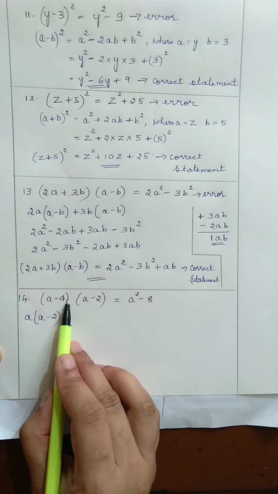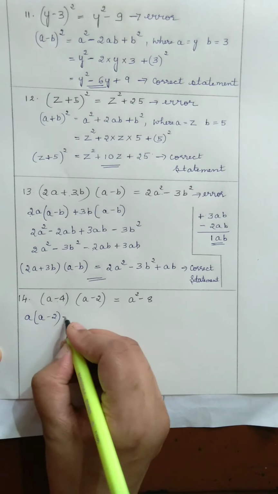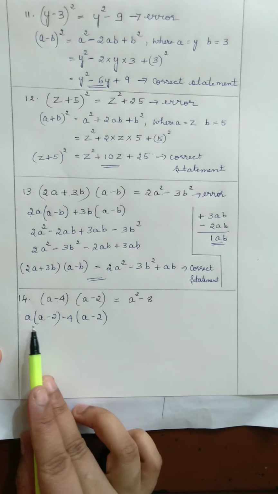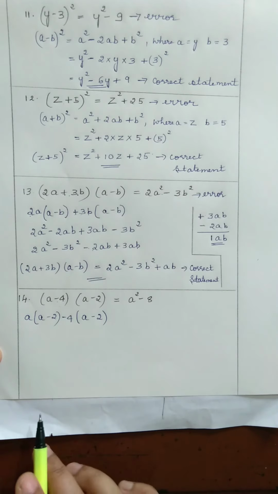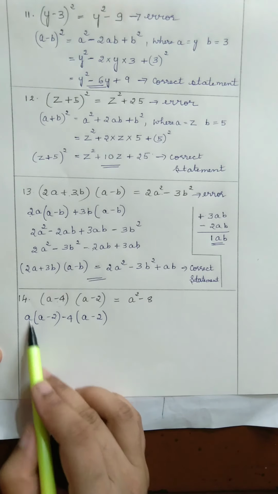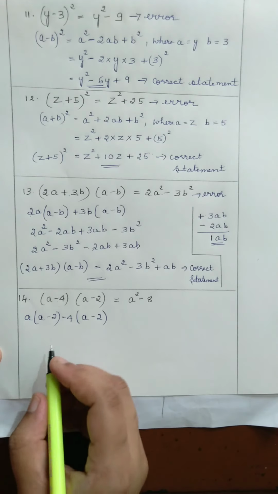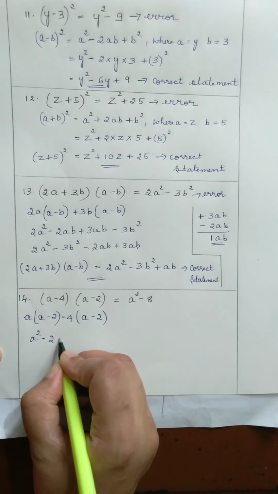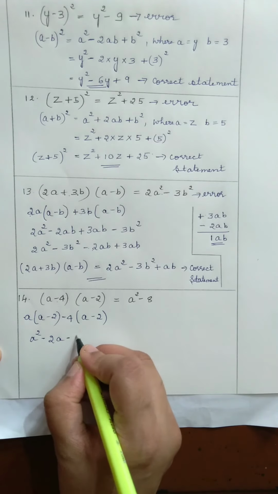Then, from the first expression, take the second term, which is minus 4. So, take minus 4, multiply it to the second expression, a minus 2. Therefore, a into a minus 2, minus 4 into a minus 2. Therefore, in the next step, let us multiply a to a as well as to minus 2. Therefore, a into a is a square, minus a into 2 or 2 into a is 2a. Then minus into plus, minus 4 into a is 4a.